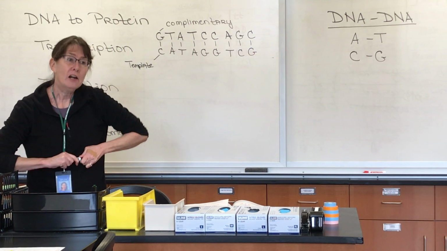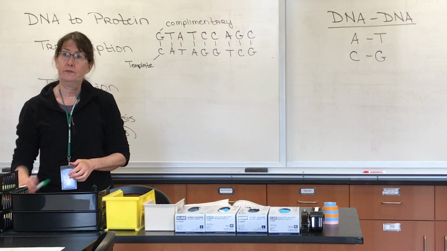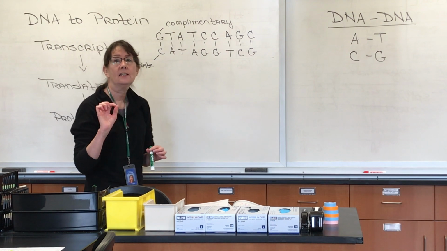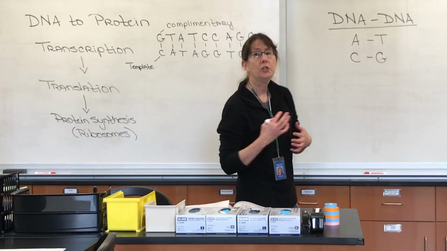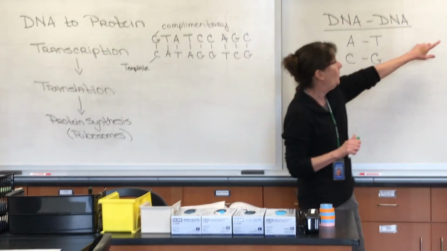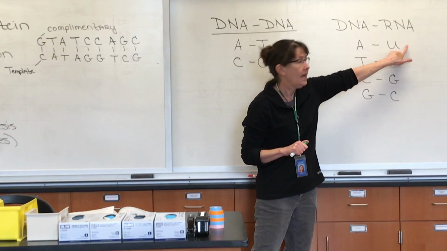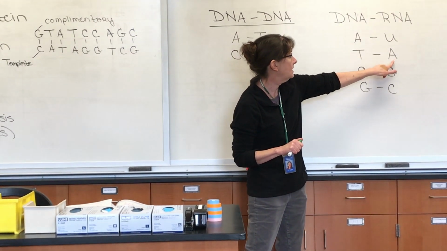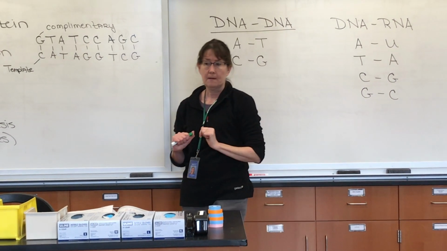So, RNA is single-stranded. We already know that difference between DNA. But RNA also doesn't have the nucleotide thymine. It has uracil. So now when we go from DNA to make RNA, A is going to bond to U, T still goes to A, C goes to G, and G goes to C.